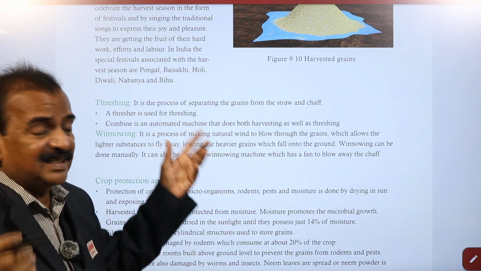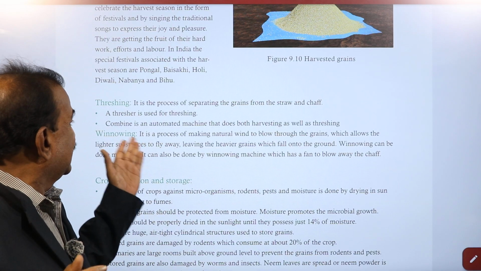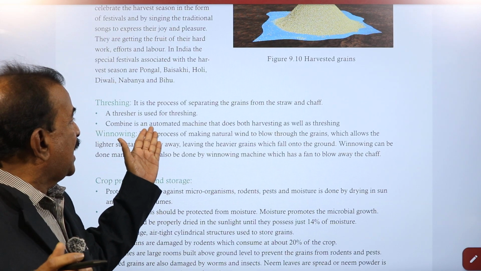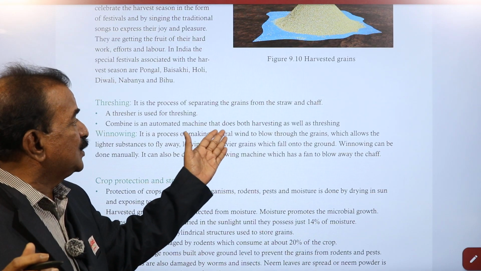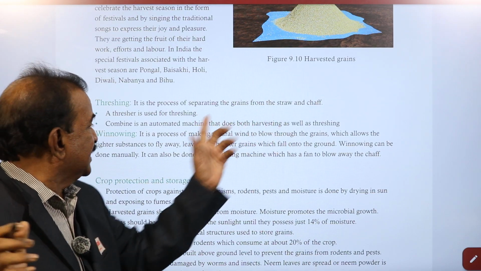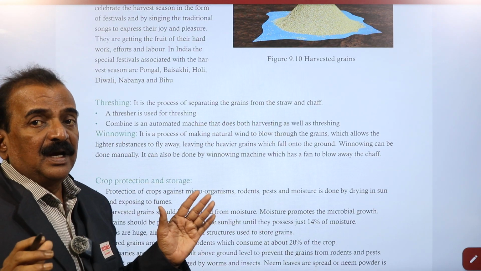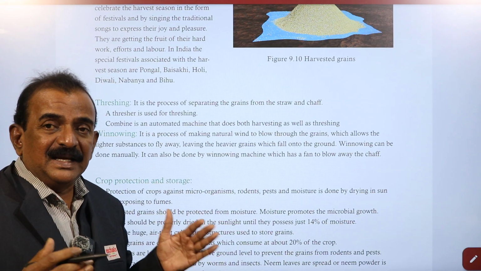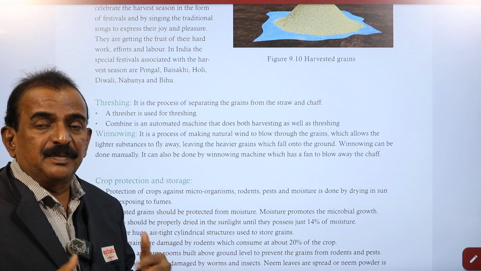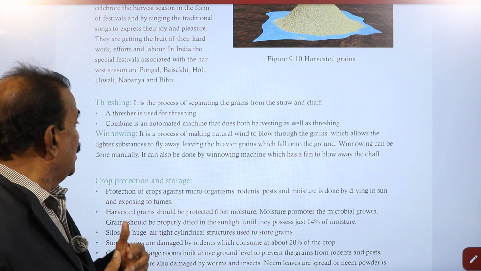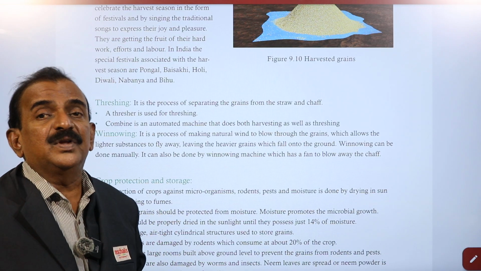And that method is called threshing, and we are using threshers. A combine is an automated machine that does both harvesting as well as threshing. So here, another word we are using in the production of food from plants is winnowing. So what is winnowing?